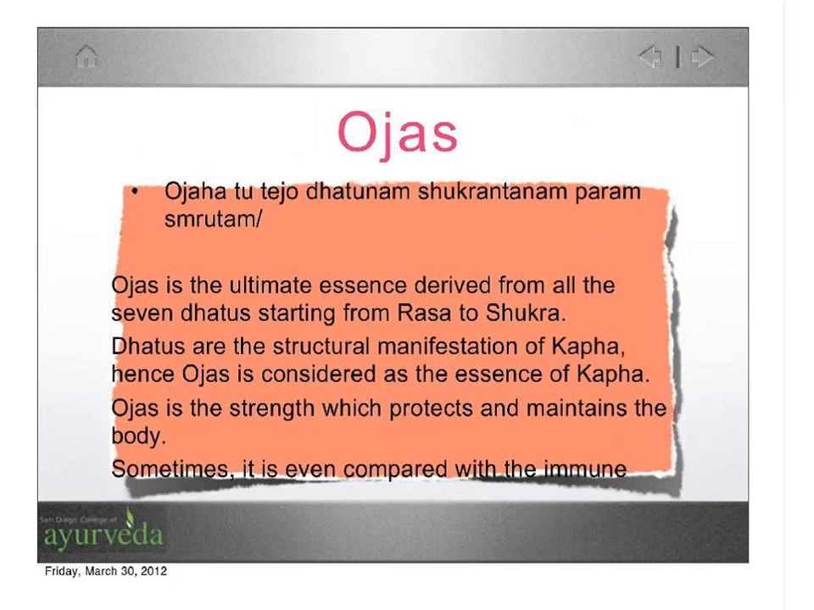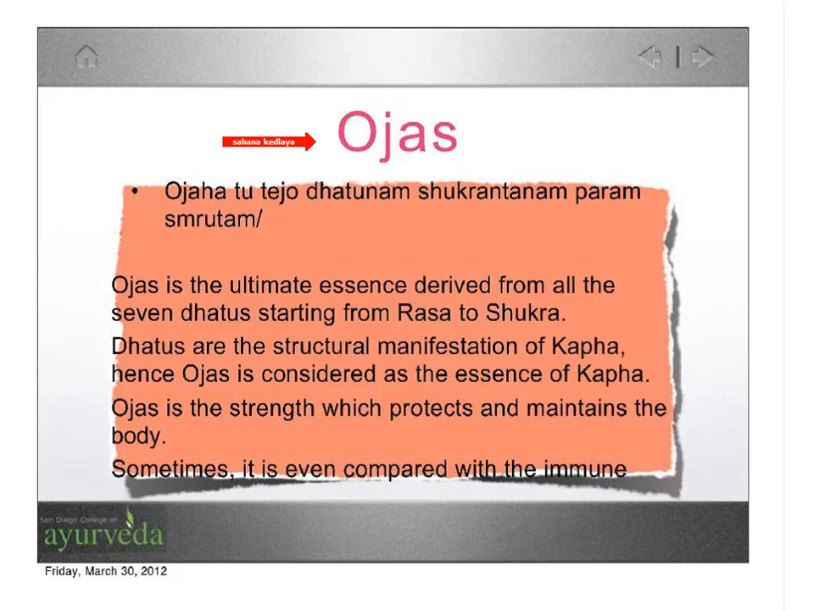Then there's Ojas. We'll look at Ojas in brief. It is said that Ojastu Tejo Dhatunam Shukrantanam Param Smritam. This sutra is taken from the Ashtanga Hridaya Sutra Sthana, 11th chapter, and it says that Ojas is the ultimate essence derived from all the 7 dhatus, starting from rasa to shukra. If you remember the 7 dhatus: rasa, rakta, mamsa, meda, asthi, majja and shukra. And this Ojas is considered the essence of all these 7 dhatus.